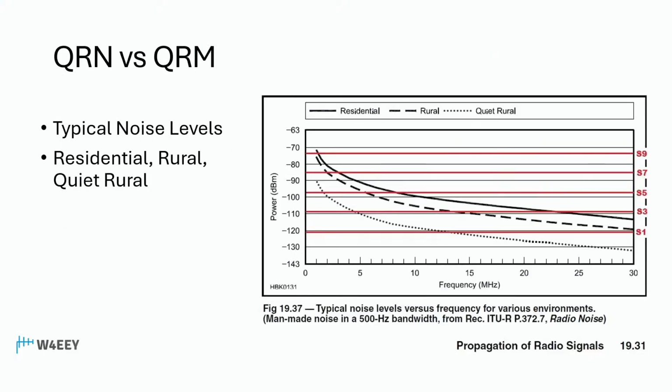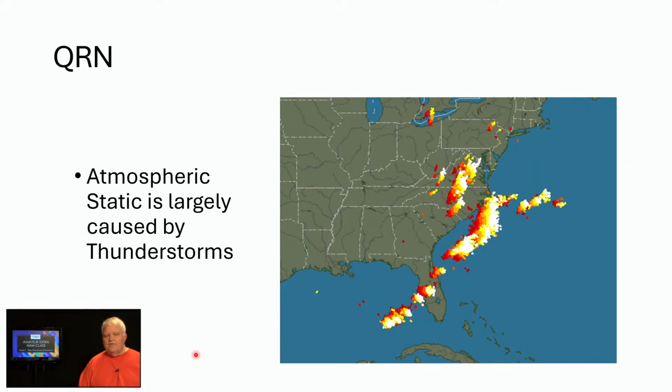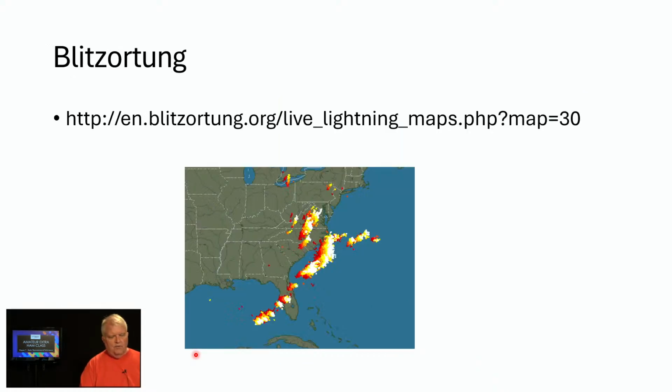We saw this chart earlier, the atmospheric noise levels and the residential, the rural, and the quiet rural lines that you see up there. Lower is better. Quiet rural is, if you're going to work HF DX, kind of where you want to be. Now, QRN is natural interference. QRM, man-made interference. QRN, atmospheric static, is largely caused by thunderstorms. And so that's going to be the cause of most QRN.